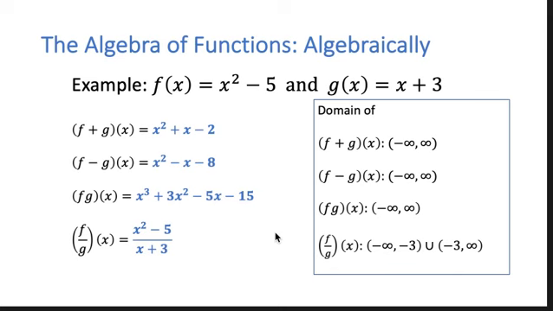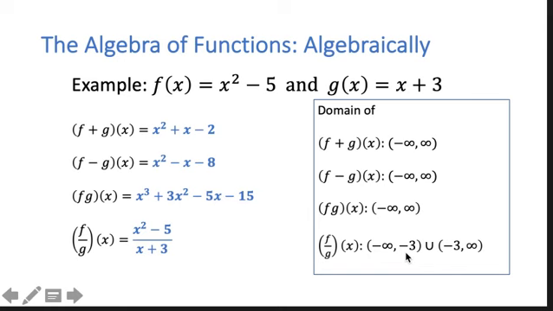So these functions are defined, well, first of all, f plus g of x, the domain is all real numbers because you can put any value for x in there. There's nothing that's going to make the denominator 0, and there's no square root. The only one where the domain is not all real numbers is for f divided by g of x, because you can't use the number negative 3. Negative 3 would make the denominator 0. So the function f divided by g of x is undefined at negative 3.